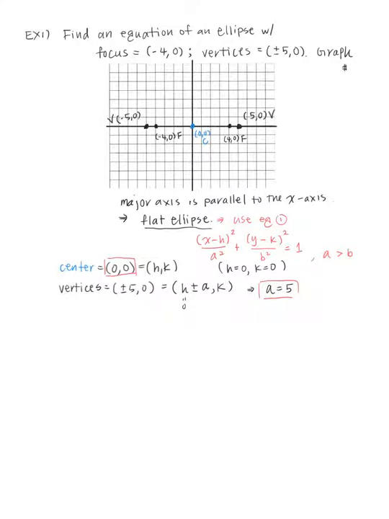Now the foci. We're given foci as well. Foci are ±4, 0. If you look at the formula sheet, what does it say? It is h plus or minus c, comma k. But we already know that h is 0, so that implies that c must be 4.